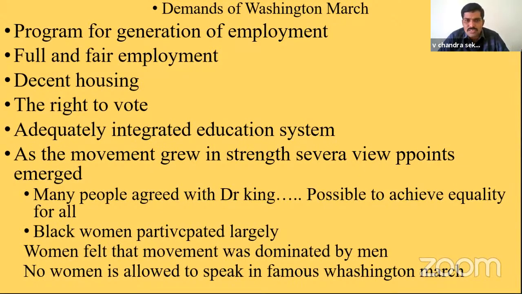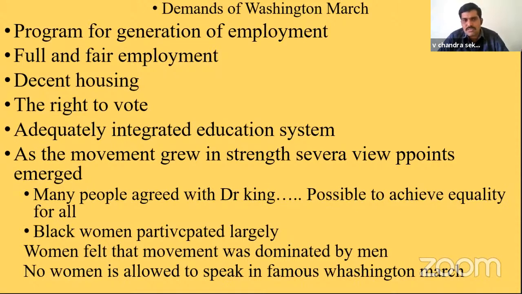Adequately integrated education system. Up to then, the American government was following a separate education system, but at the Washington March they demanded an integrated education system, where there is a facility to learn along with the whites. So there is no separation between whites and blacks. That is nothing but an integrated education system.